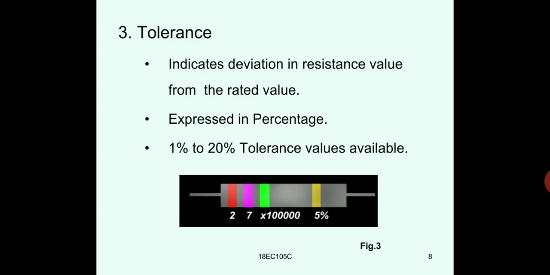So in the example figure, we can see that the color code is red, violet, green. So this is the value of the resistor. That means it is 2 and 7 multiplied by 10 to the power of 5. It is green. So what is the value? It is 2.7 mega ohms. And look at the tolerance, it is gold, 5%.